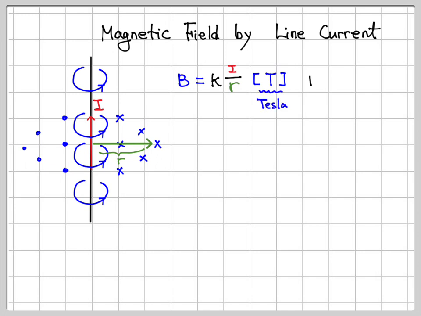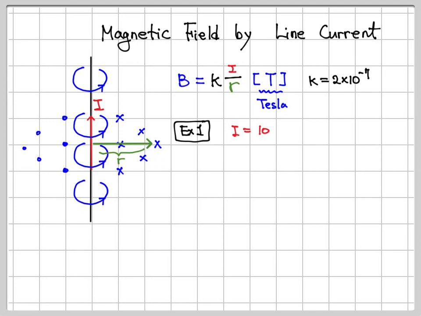K is a proportional constant. From accurate experiments, scientists measured the constant as 2 times 10 to the power of negative 7. We use this formula and we can find the magnetic field. This is the first example.